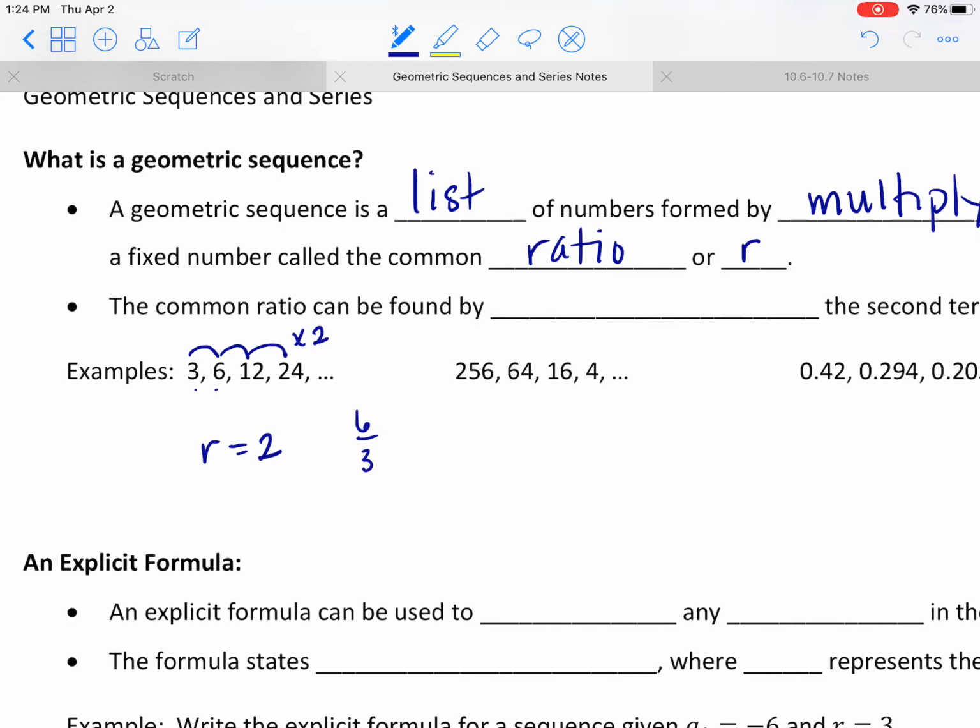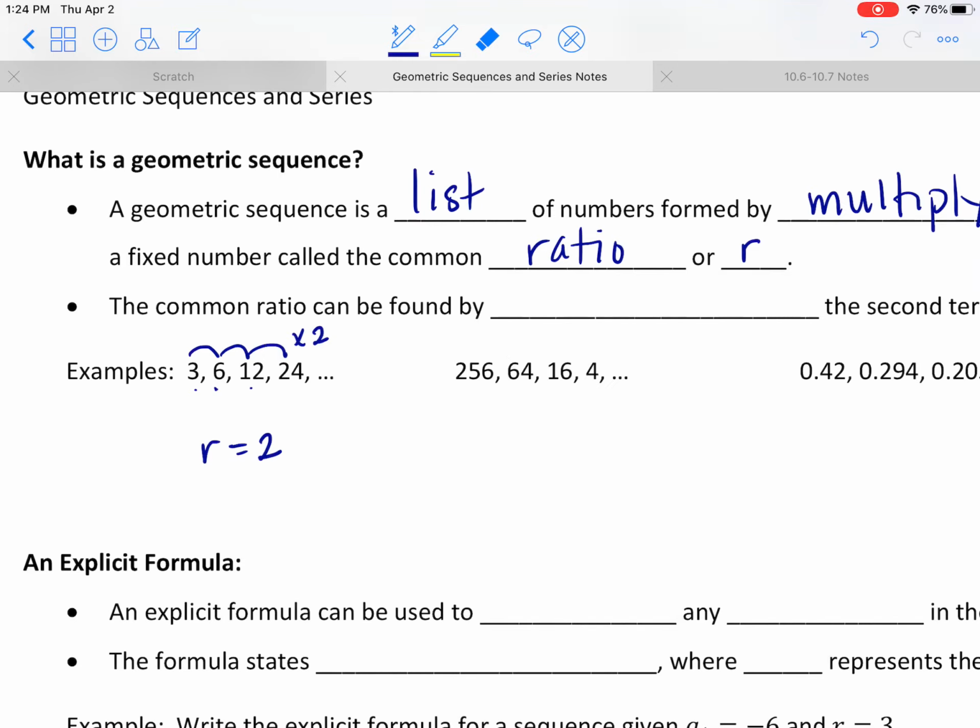And we call it a common ratio because if we made a ratio of any two consecutive terms, so second term to first term, for example, 6 over 3, we get 2. Or 12 over 6, we get 2. Or 24 over 12, we get 2. So if we take a ratio of two consecutive terms, we're going to get 2, so the common ratio is 2. But again, that just means we're multiplying by 2 to get from one number to the next.